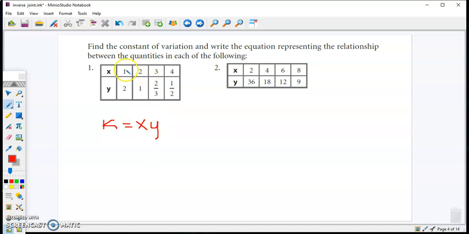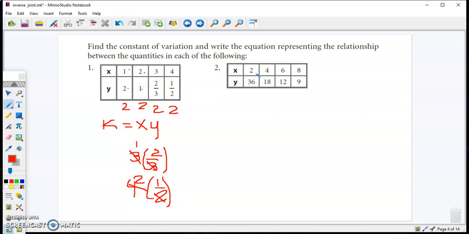So let us choose a pair. For instance, this one. 1 times 2 is 2. 2 times 1 is 2. So 3 times 2 thirds, if you let me show you the solution. So this will be 3 divided by 3 is 1. 1 times 2 is 2. How about 4 times 1 half? So 4, when you multiply it by 1 half, when we divide this, 4 divided by 2 is 2. 2 times 1 is 2. So the constant of variation is the same.